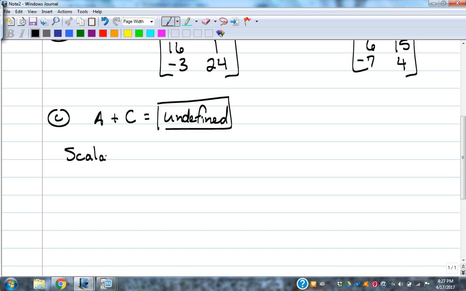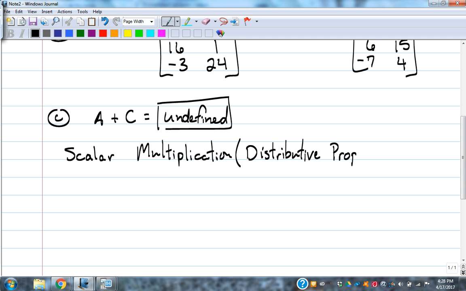Another operation is scalar multiplication. And I like to think about this as just being distributive property. It's not distributive property, but it is. That's how you think of it, is it works like distributive property.